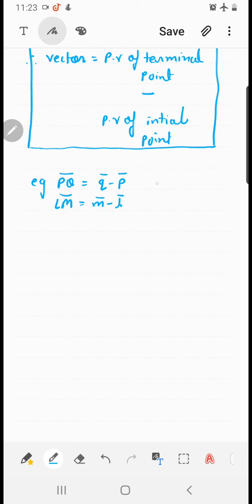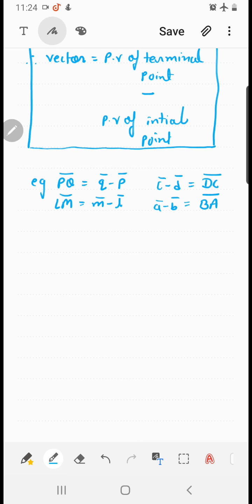Now, please remember, this can be done the other way around also. If I say C bar minus D bar, you should say DC bar. And if I say A bar minus B bar, you should write it as BA bar. So, from now on, we can convert a vector into its position vector form, or a position vector concept into vector form.